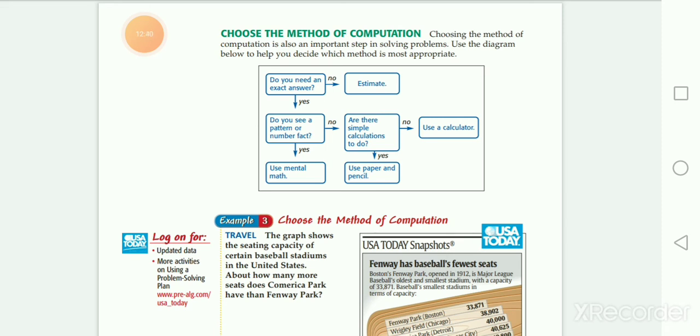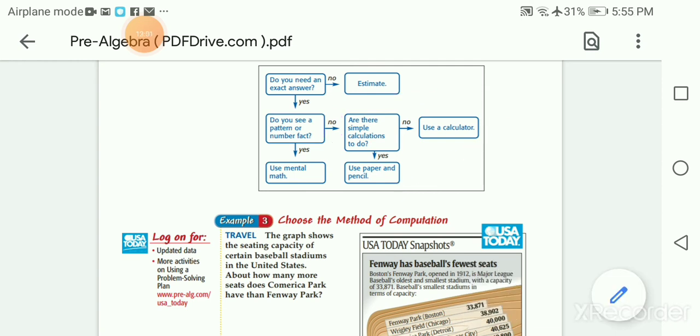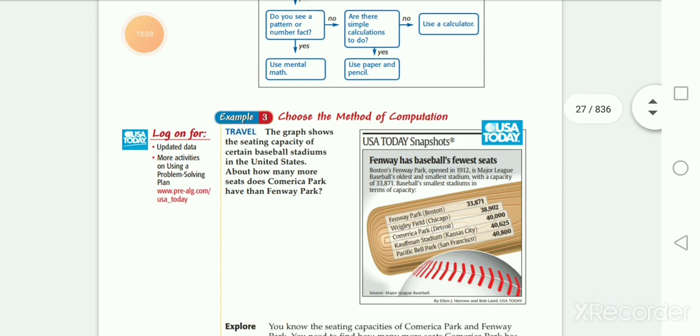Do you need an exact answer? No. So you're going to estimate, right? Do you see a pattern or a fact? If the answer here is no, are there simple calculations to do? If yes, use paper and a pencil, of course. If no, use a calculator. So as you see here, this is the computation.